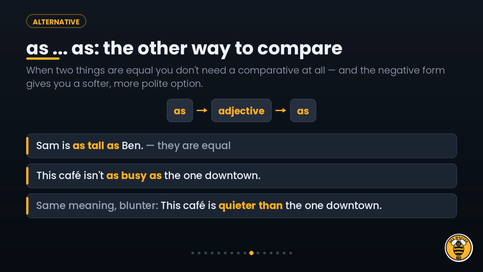Now make it negative, and something useful happens. This cafe isn't as busy as the one downtown. That means exactly the same as saying this cafe is quieter than the one downtown, but it sounds softer and more polite. Native speakers reach for "not as" when they want to avoid sounding blunt. It is a small change that makes your English sound noticeably more natural.